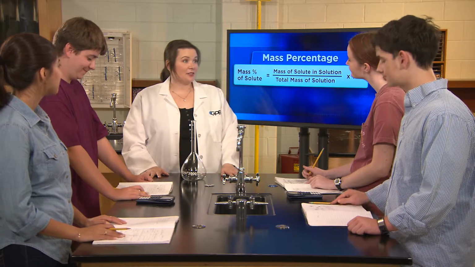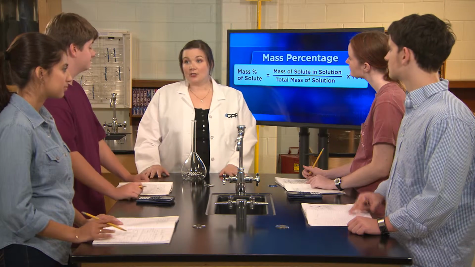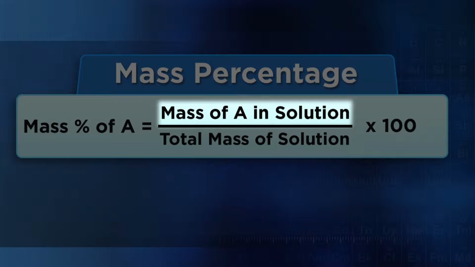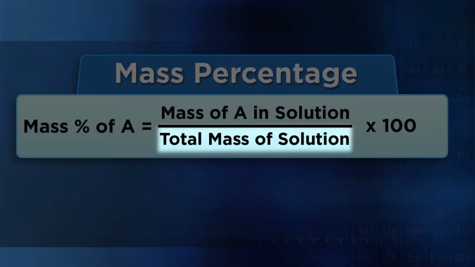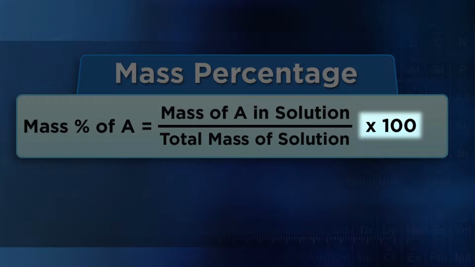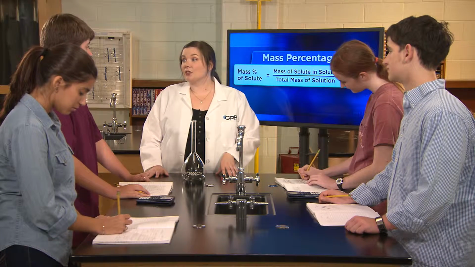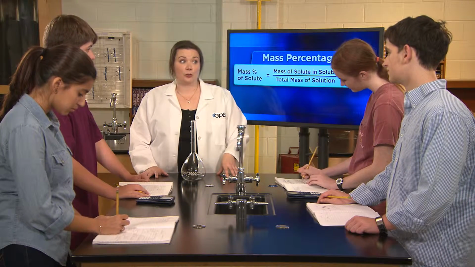Let's look at three ways of describing a solution's concentration, starting with mass percent. Mass percent is a simple way of expressing how concentrated a solution is. It's found by taking the mass of the solute in the solution and dividing it by the total mass of the solution and then multiplying it by 100. One thing to keep in mind when calculating mass percent is that it's the mass of the entire solution, not just the solvent, in the denominator. So to determine the denominator, you have to add the mass of the solute to the mass of the solvent before you can find the mass of the solution.